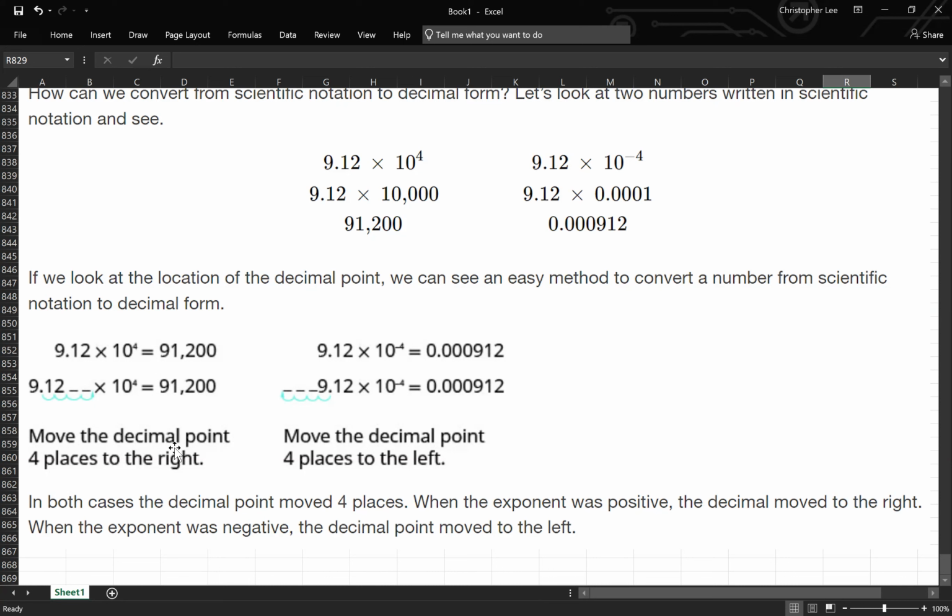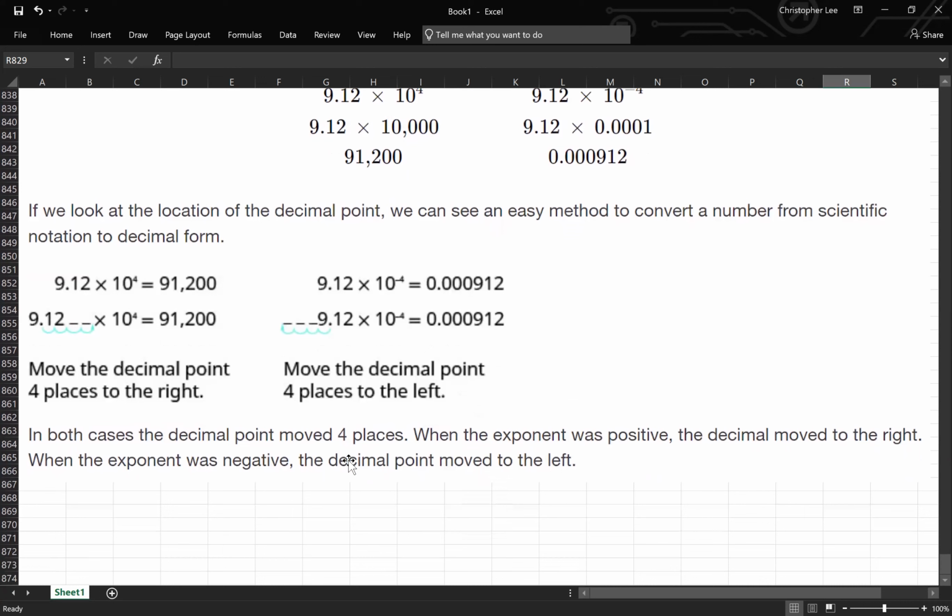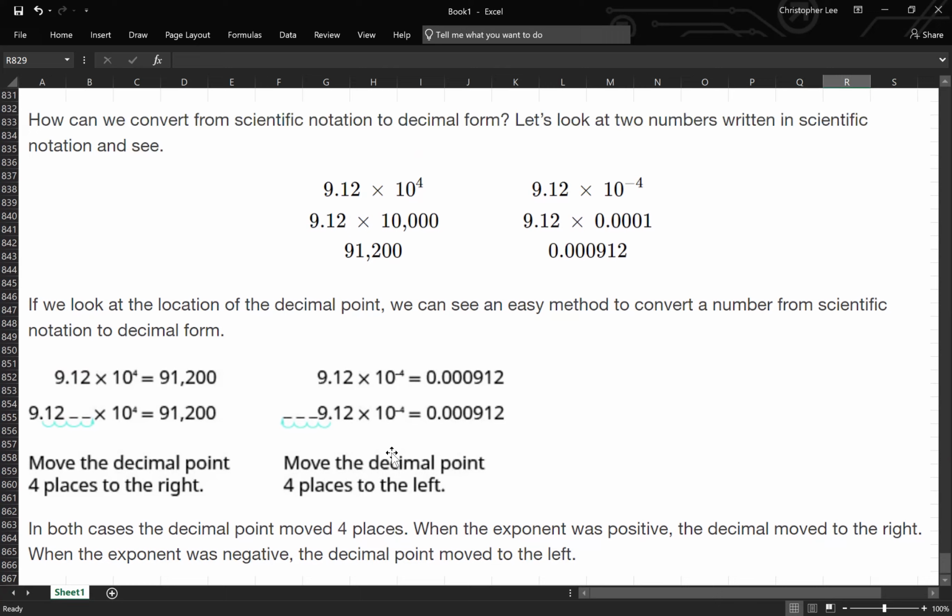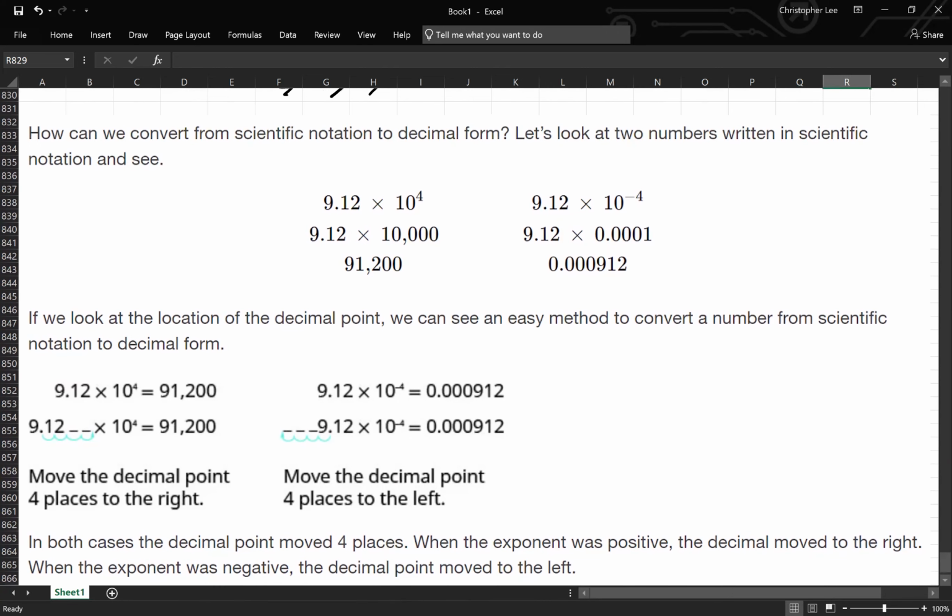0.00912. So as you can see, move the decimal place 4 places to the right to get the positive, 4 places to the left for the negative. In both cases the decimal point moved 4 places. When the exponent was positive, the decimal moved to the right, and when the exponent was negative, the decimal point moved to the left. All right. So that's our little trick.